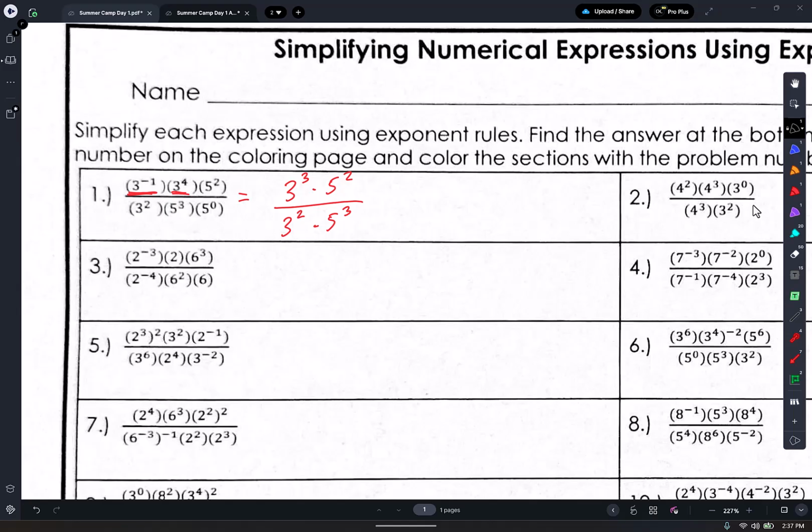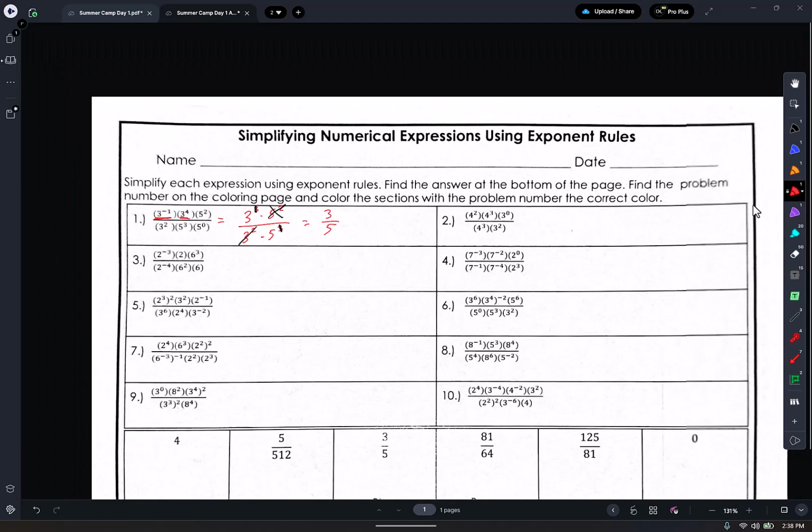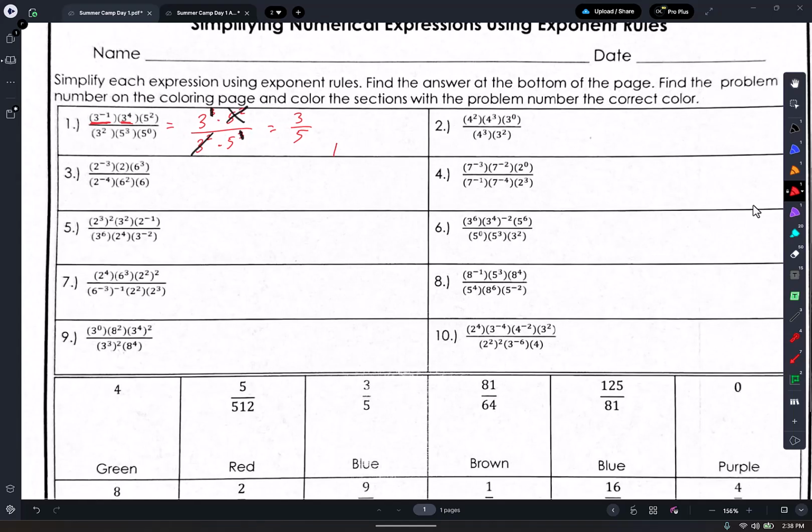I have 3 to the third power on the top, and 3 squared in the bottom. How many 3's can I cancel? 2. So that 3 to the third turns to 3 to the power 1. I have 5 squared in the top, and 5 cubed in the bottom. How many 5's can I cancel? 2. So now I have 3 to the power 1, which is 3, and 5 to the power 1, which is 5. Is there a 3/5 in here? Yes. Blue. Whenever you see blue in the back of this page, you're going to color it blue.